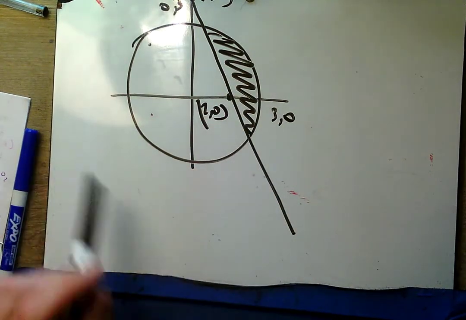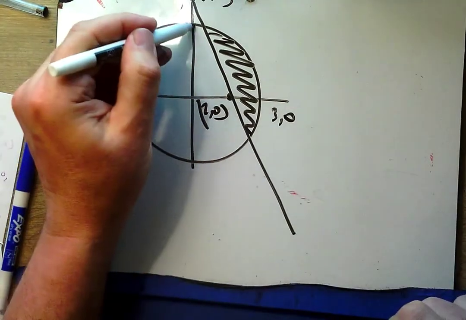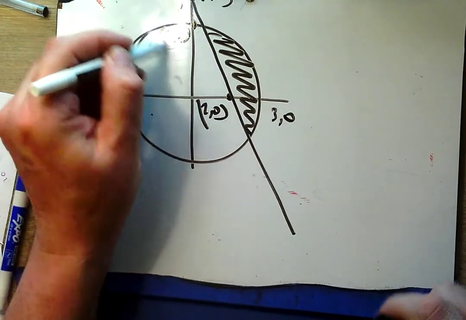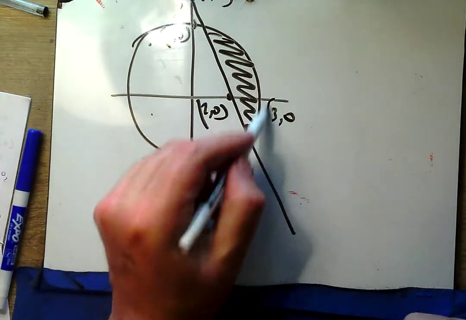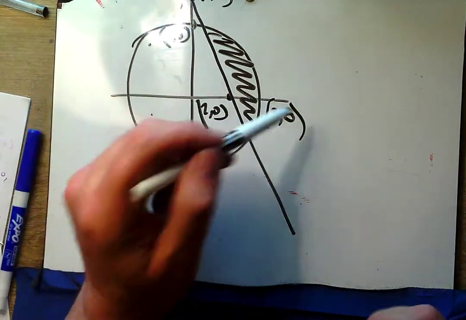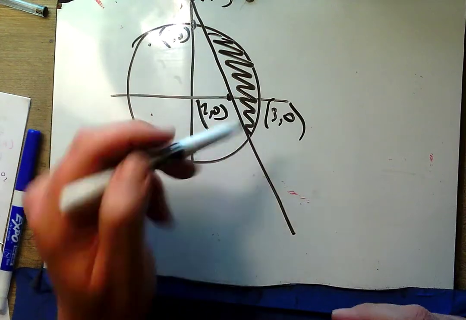Okay. Can you do it? I like to think you can. Give it a try. Come back when you're done. I'm looking for the system of inequalities that makes this shaded region.